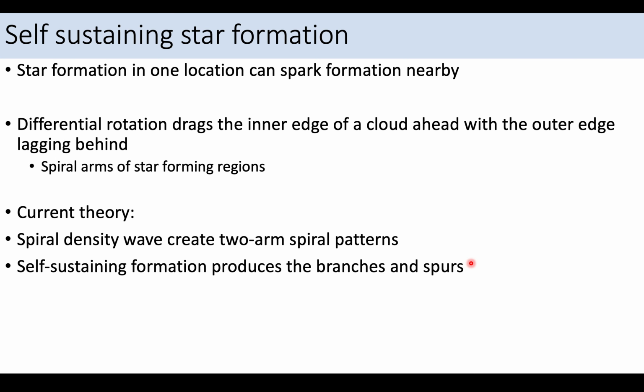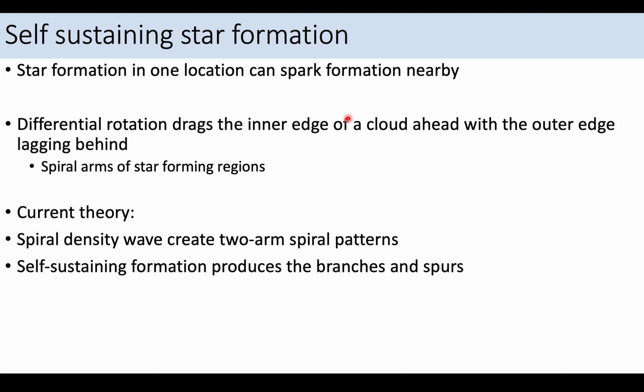So one thing to think about when we're thinking of these spiral bands is that star formation can be self-sustaining. Remember that the formation of a star could cause shock waves that then trigger star formation nearby. So we can have that self-sustaining circle where star formation in one place sparks star formation in another place, which sparks star formation in another place relatively close by.